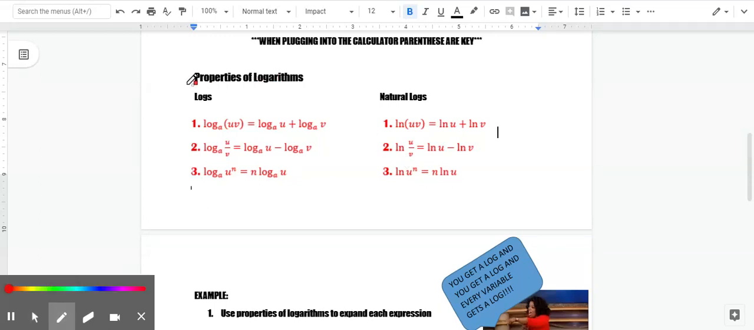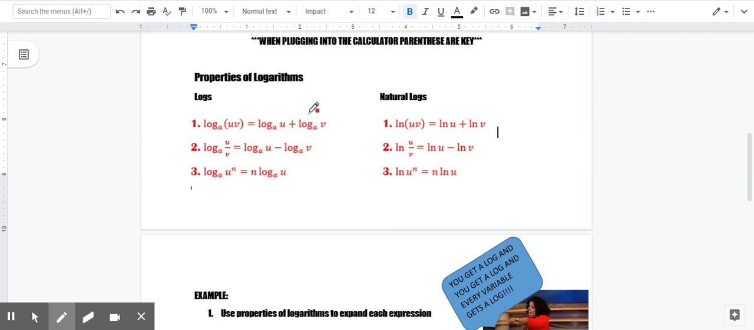So the next section we're going to look at is dealing with the properties of the logs. So we have the properties for logarithms and the properties for natural logarithms. You'll notice that they are pretty much identical. Just one uses log, one uses ln. Keep in mind, ln is still a log. It has a base of e. We just write it as ln and not log.